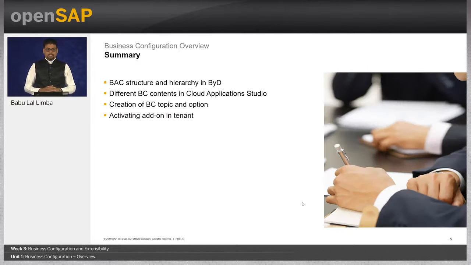Let us talk about the key learnings. We learned what the back looks like and what the various artifacts in it are, what the different BC contents provided by Cloud Application Studio are and what they are used for, and how to create a business option and topic and bind it to an anchor provided by the ByD. At the end, we used the back option to activate the add-on in the customer tenant so that the testing or productive usage of the add-on can start.